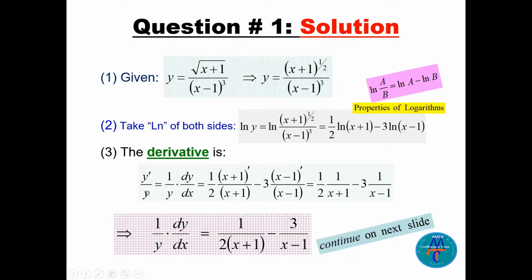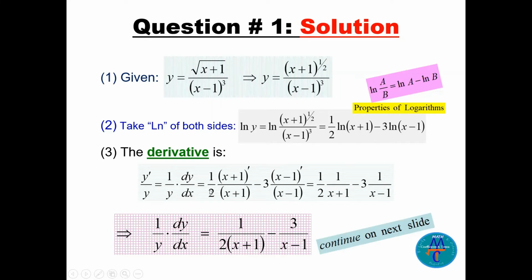So y prime over y, we can write it as 1 over y. So leave it now here. y prime will be dy over dx. This is what we need. Now take the derivative on this side, leave the half. ln of u, this is u, x plus 1. It will be u prime over u. So x plus 1 prime over x plus 1 minus 3, x minus 1 prime over x minus 1. Also u prime over u.